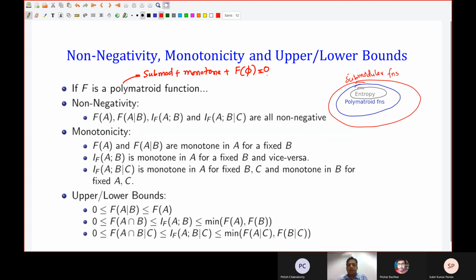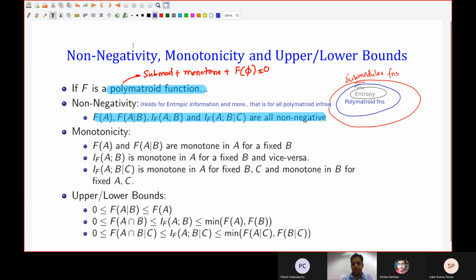So if f is polymatroid, not for any arbitrary submodular function, so with the assumption that f is polymatroid, belongs to this blue region, then f of A given B, all of these are non-negative. So these cannot be said for all submodular functions. I mean, certainly for entropy, these certainly hold for entropy and more. That's what we are trying to say. Entropic information and more. That is for all polymatroid information functions.